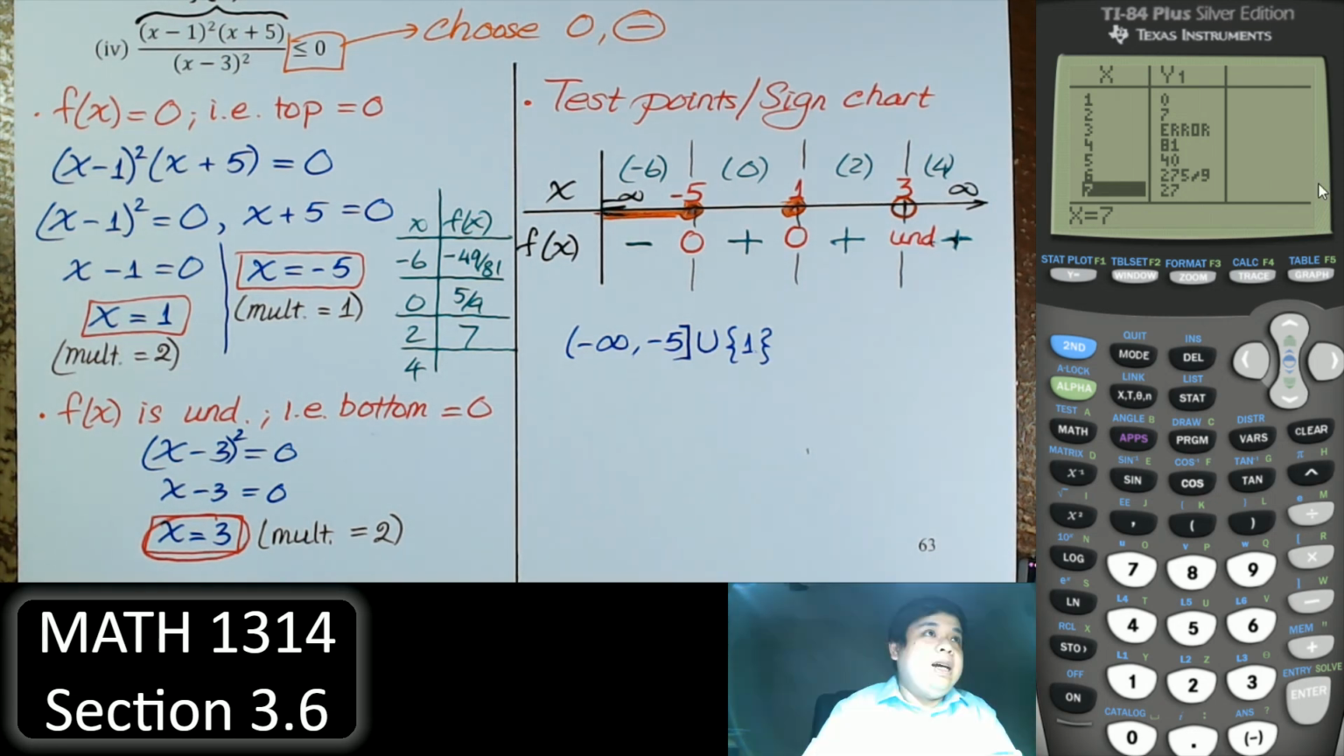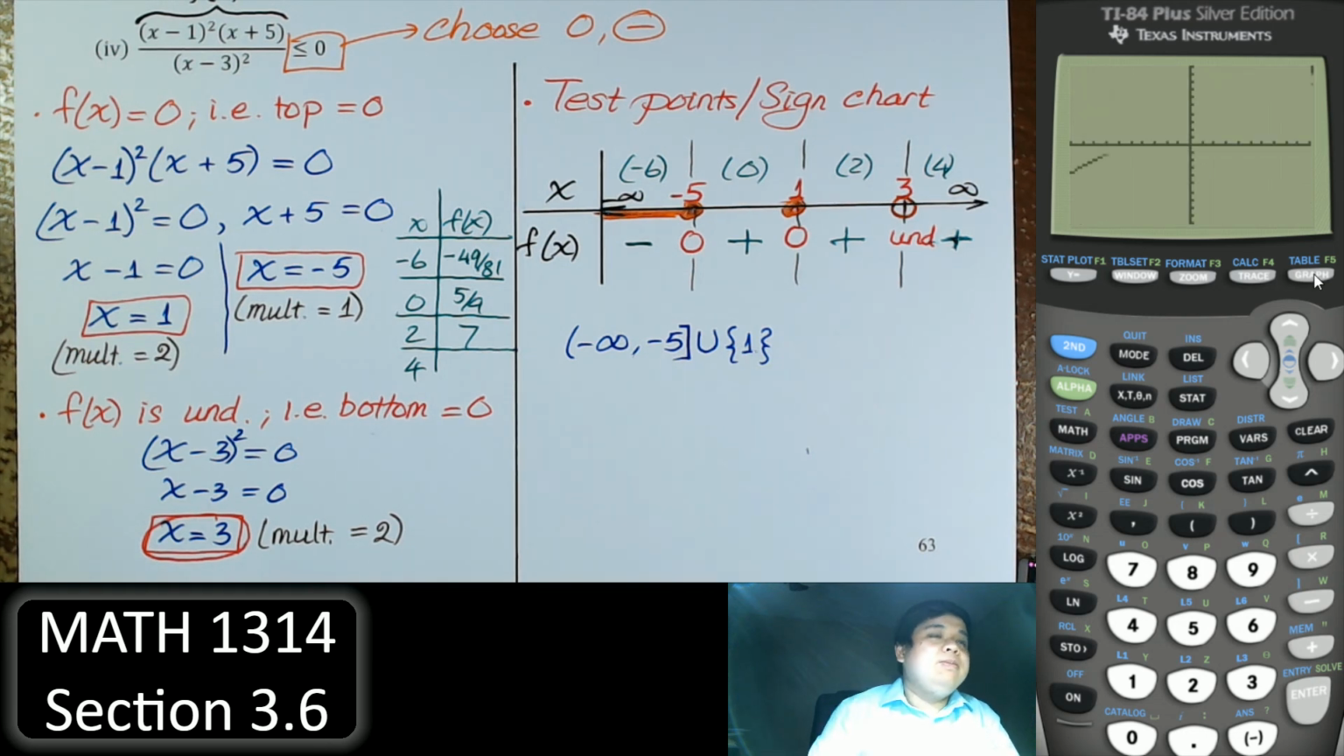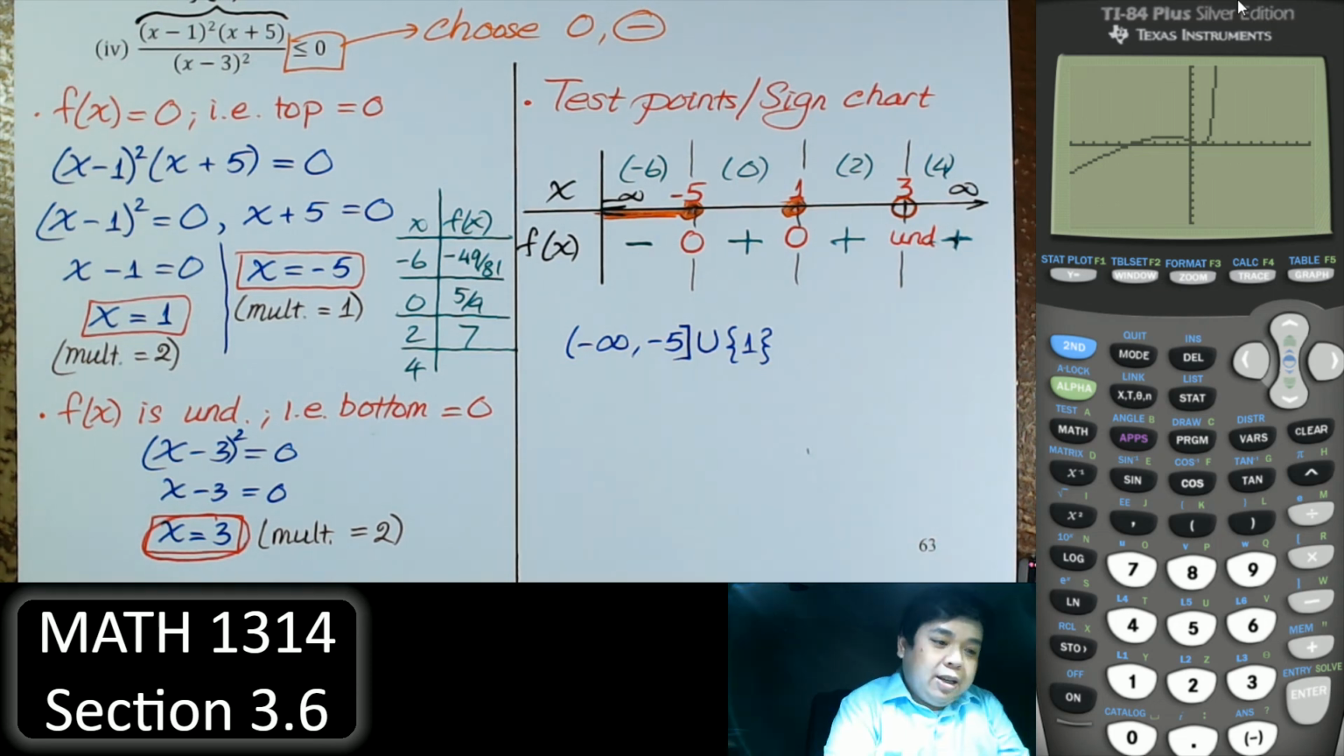Right, let's look at the graph. As you see, it's negative up to this point, which should look like negative 5 here, and then it is equal to 0 when x equal to 1. Everything else is above the x-axis, so it's positive. Right, so this section is not that difficult.